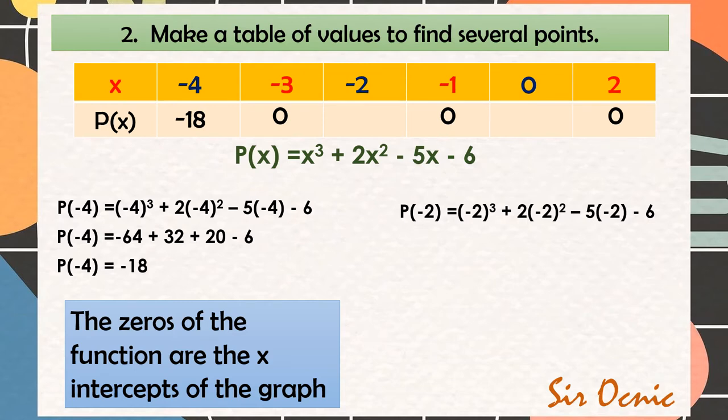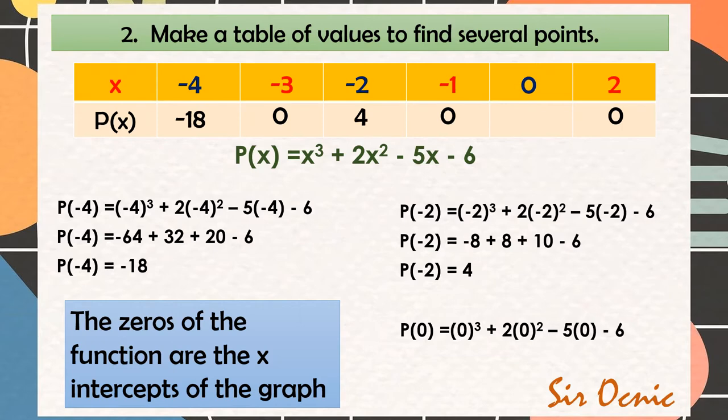Let's have p of negative 2. That is equal to negative 2 cubed plus 2 times negative 2 squared minus 5 times negative 2 minus 6. That is equal to negative 8 plus 8 plus 10 minus 6. Or simply, p of negative 2 equals 4. That means that if x is equal to negative 2, p of x is equal to positive 4.